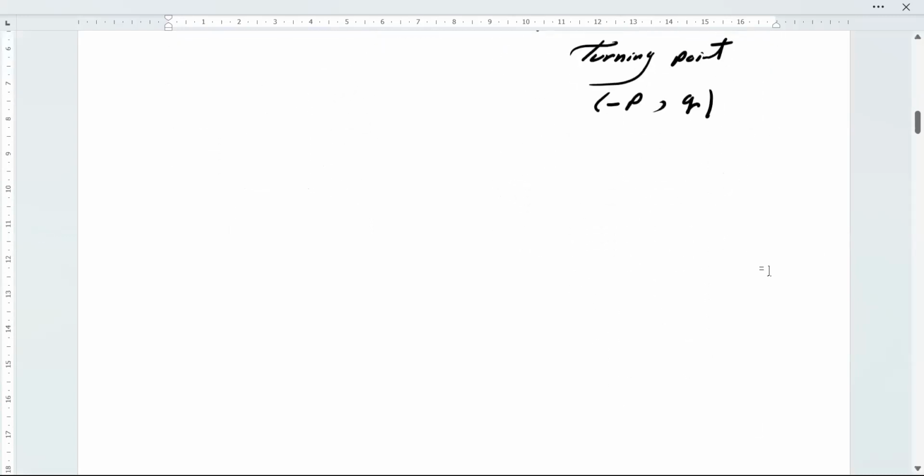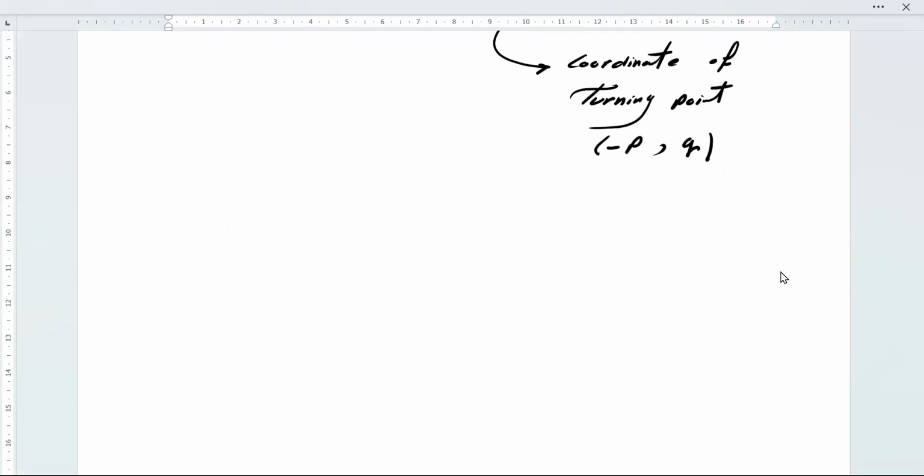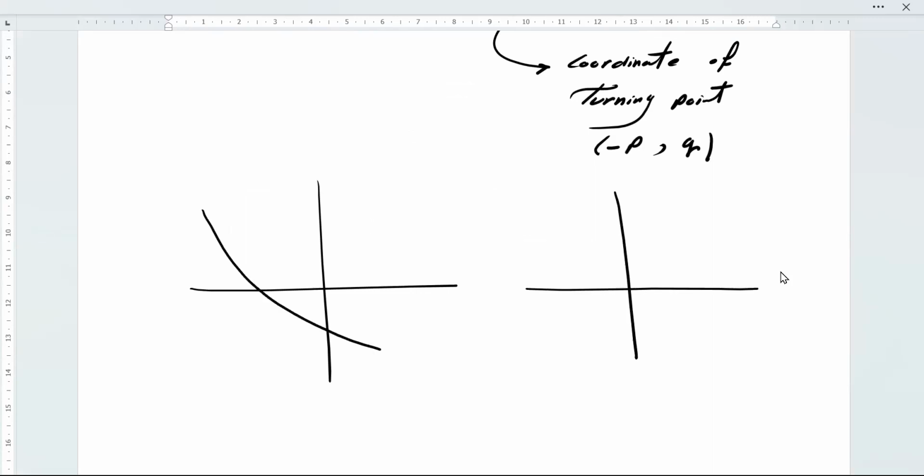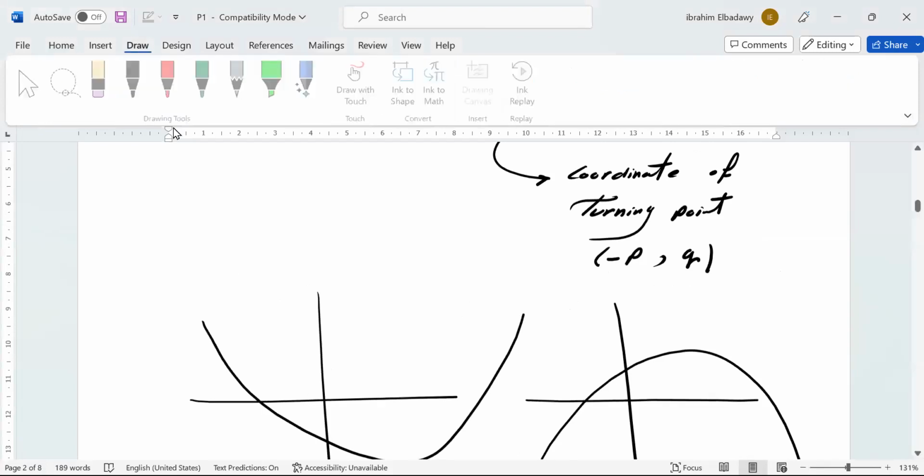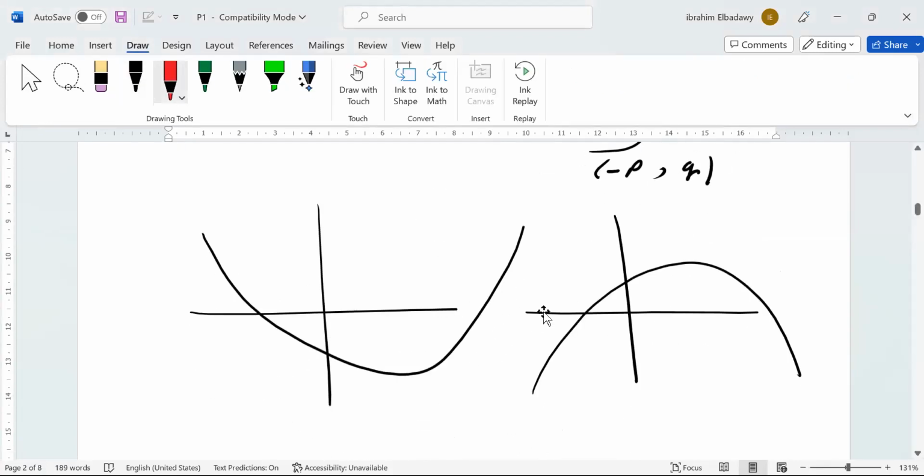Okay. As you know, a quadratic equation or quadratic function, you can draw it like that, maybe a smile face or maybe a sad face. For a smile face, you have a minimum point. And for a sad face, this is a maximum point. Both of them are called a stationary point or turning point.